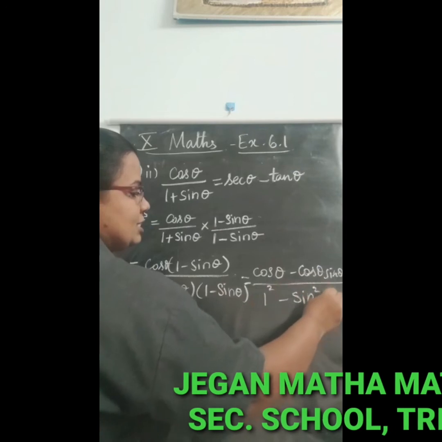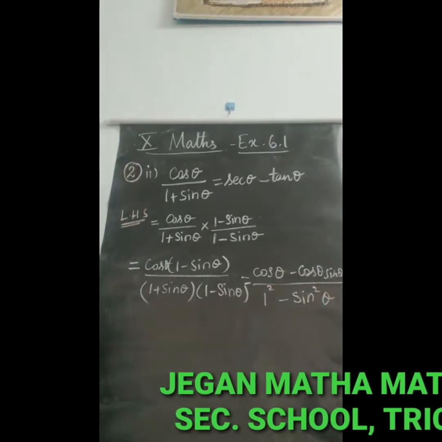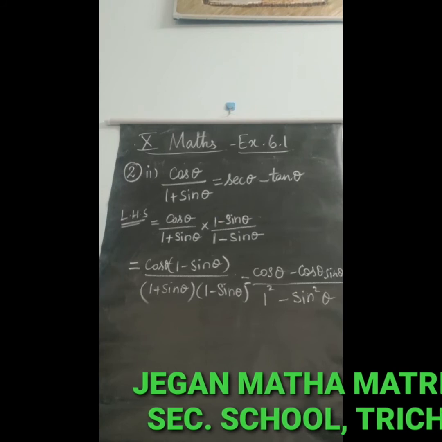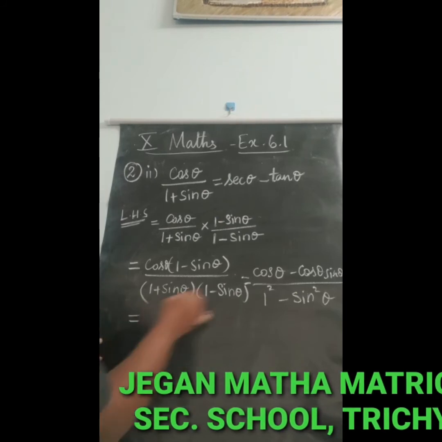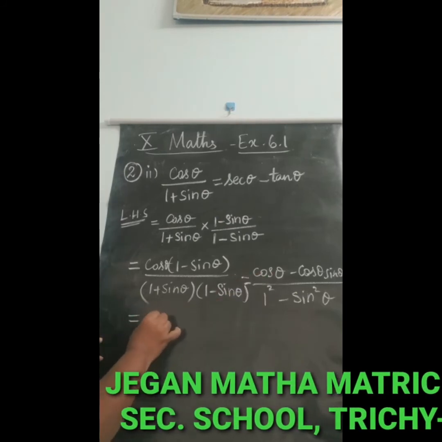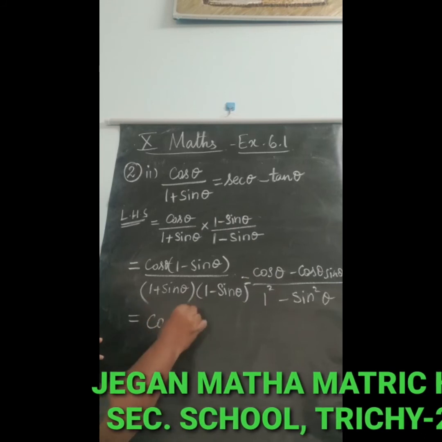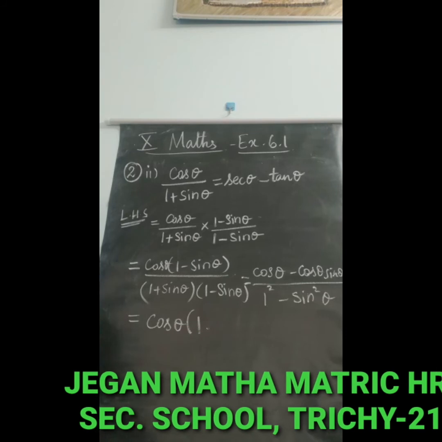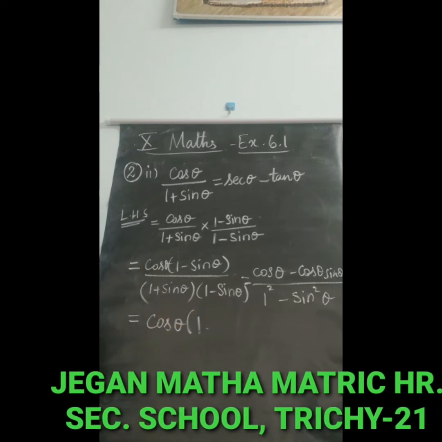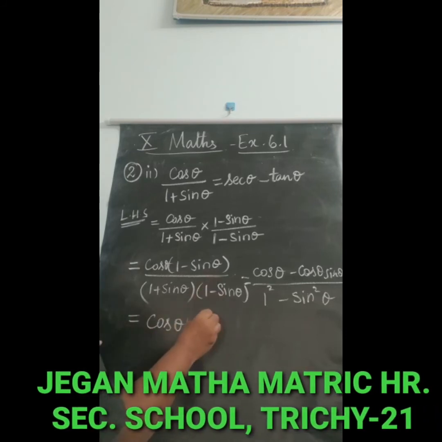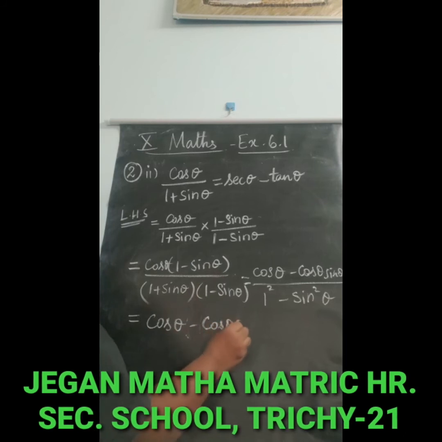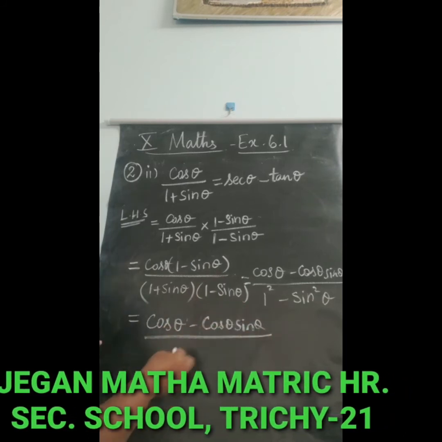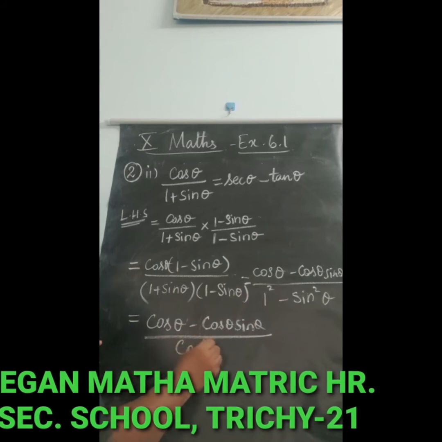So 1 minus sin square theta, that is cos square theta. So let us take this, that is cos theta is common into 1 minus sin theta, that is cos theta minus cos theta sin theta, divided by 1 minus sin square theta, cos square theta.